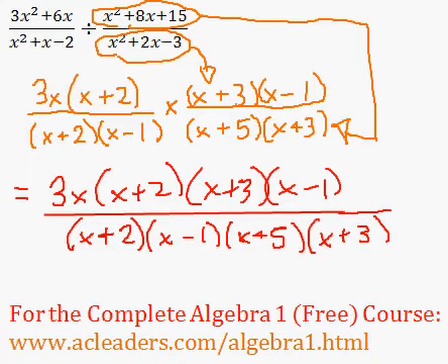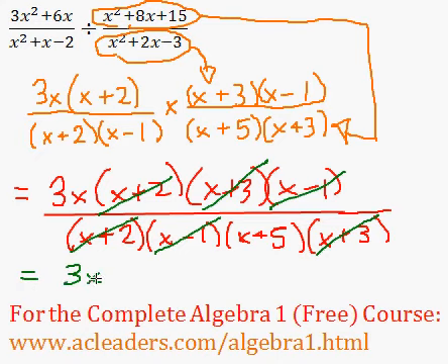Okay. Now we can cancel more things out. So x plus 2 and x plus 2, those go away. x minus 1 cancels out with x minus 1. And x plus 3 cancels out with x plus 3. And we end up with 3x. Well, that became really Christmassy. The red and the green.